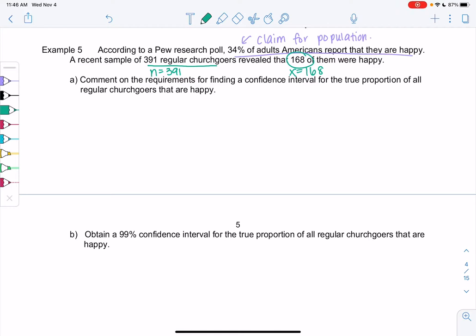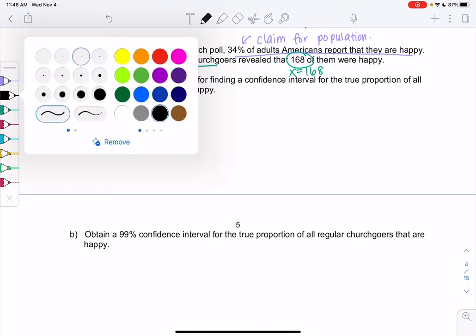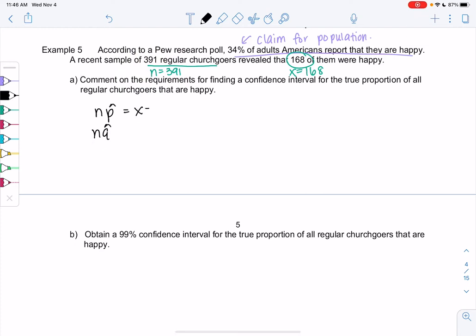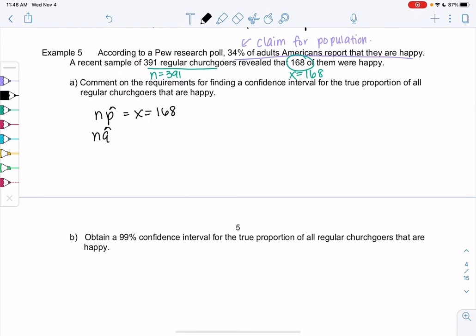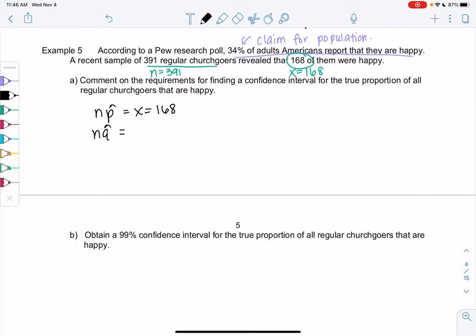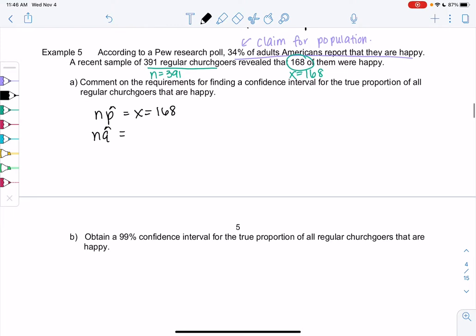The requirements are that np and nq, but we only have sample values, so we'll use p hat and q hat, are at least 10. We learned last time we could do n times p hat, or the shortcut is n times p is actually the same as x. So x is the number of people who are happy, so 168. And then nq is just who's left over, so it's n minus x because everyone else is not happy. That would be 391 minus 168.